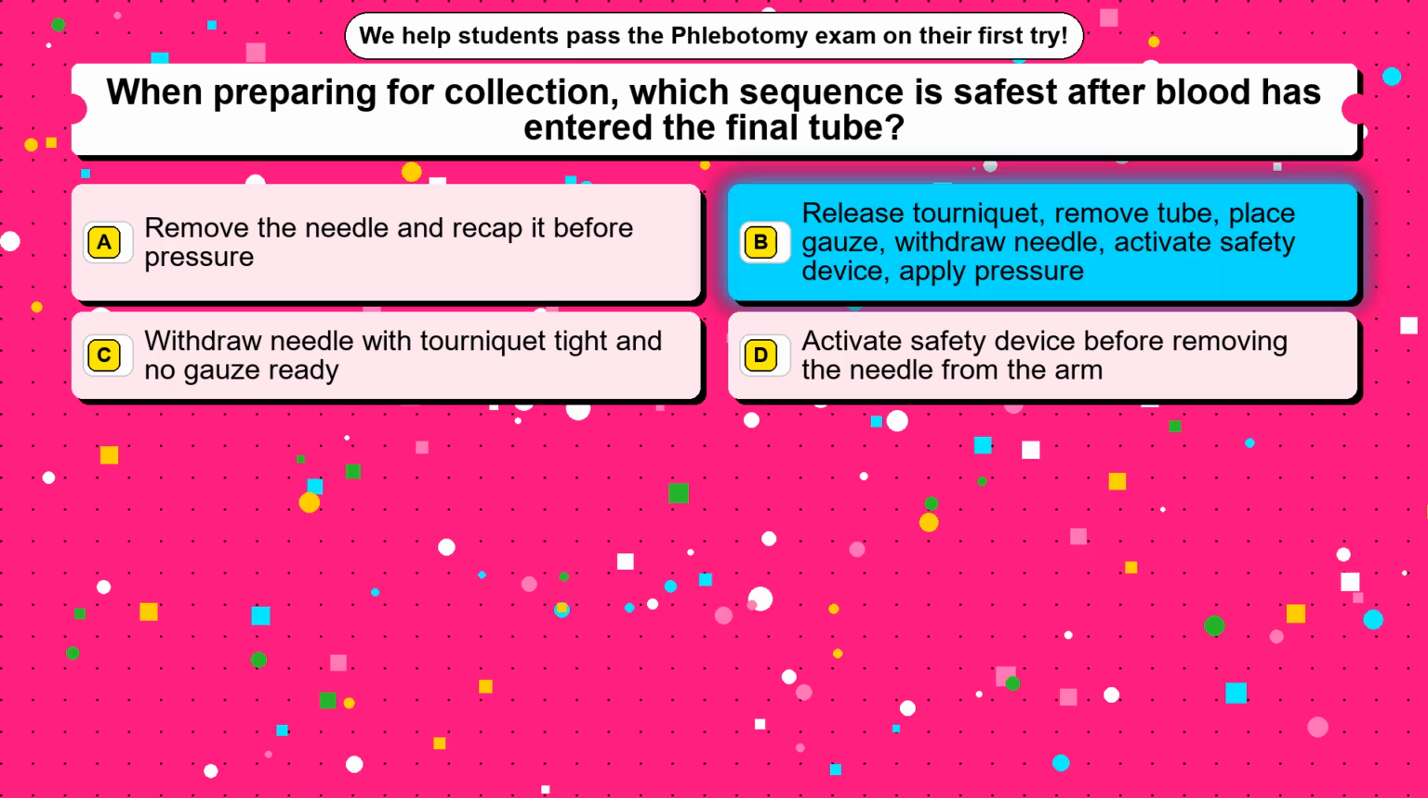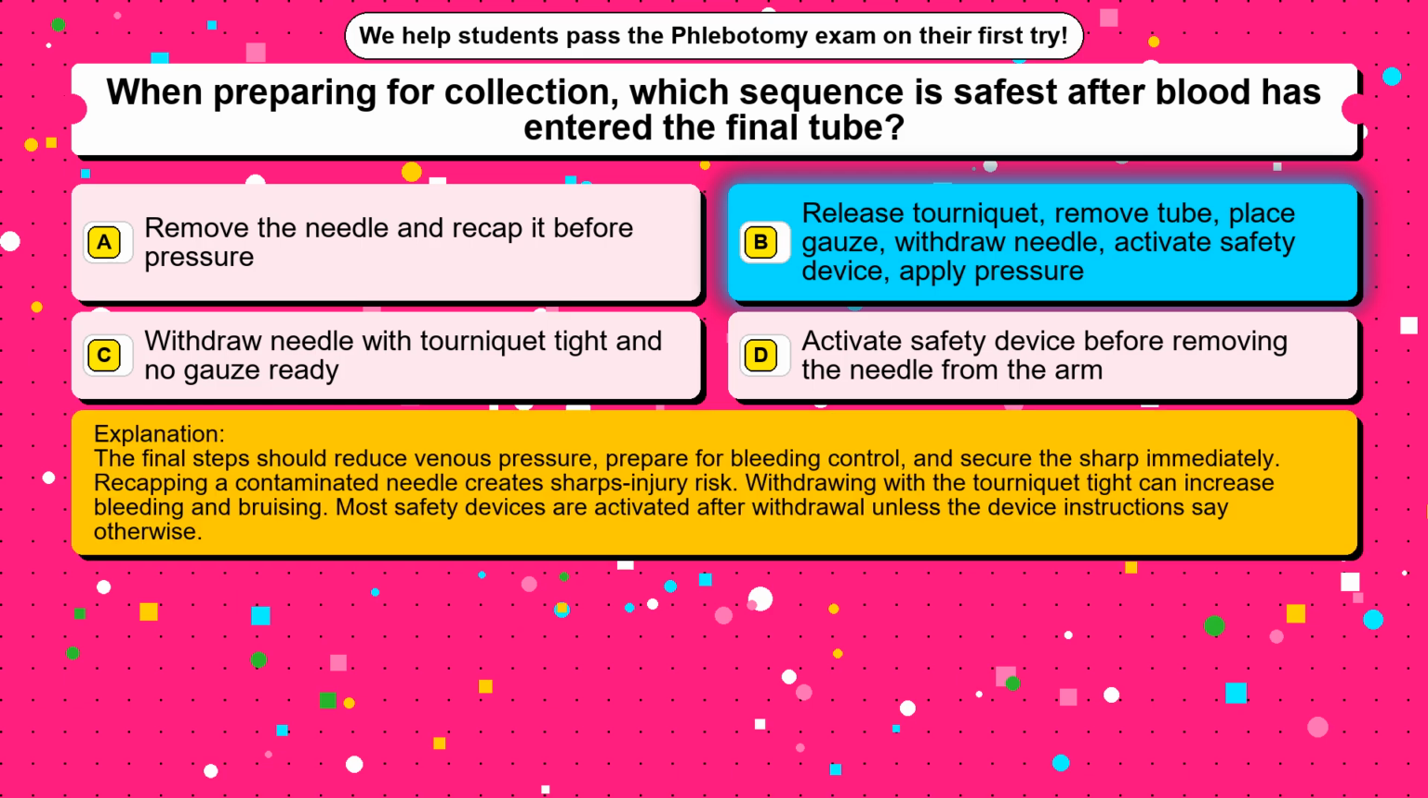The correct answer is option B. Release tourniquet, remove tube, place gauze, withdraw needle, activate safety device, apply pressure. The final steps should reduce venous pressure, prepare for bleeding control, and secure the sharp immediately. Recapping a contaminated needle creates sharps injury risk. Withdrawing with the tourniquet tight can increase bleeding and bruising. Most safety devices are activated after withdrawal unless the device instructions say otherwise.